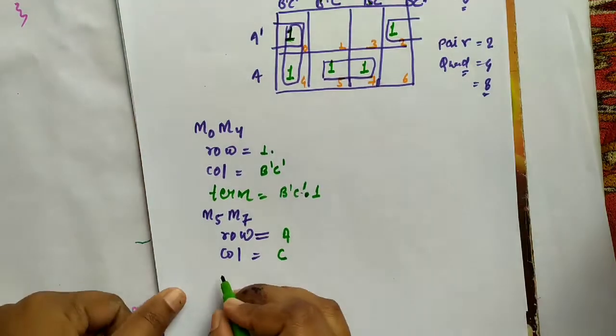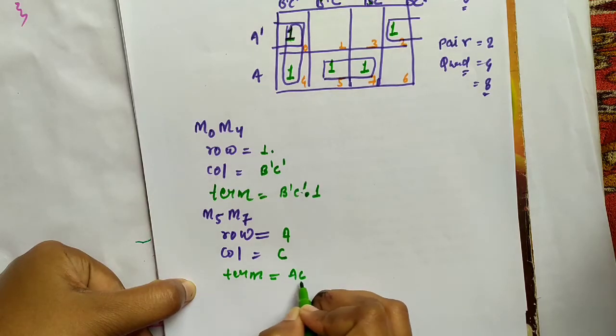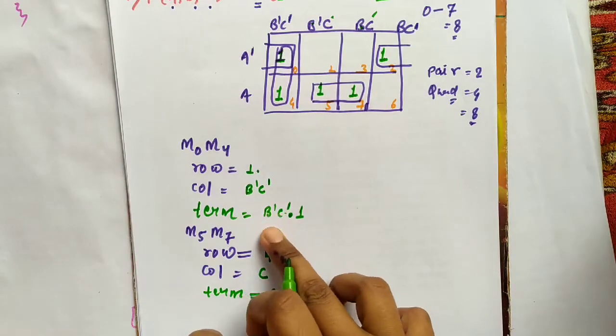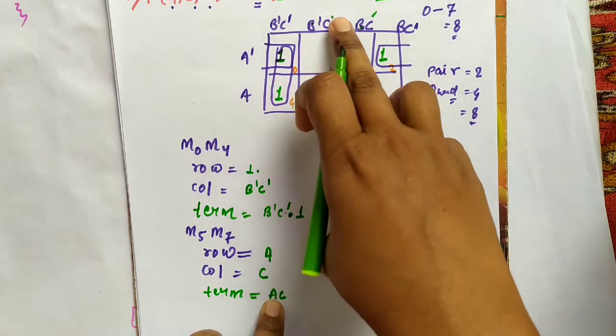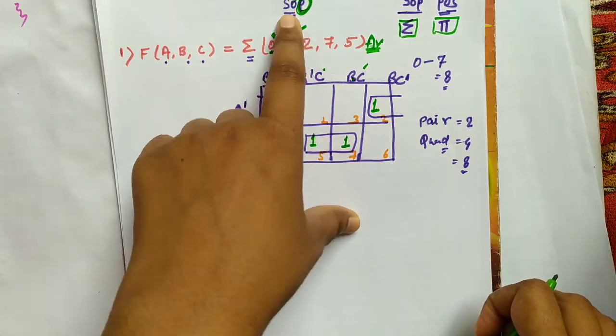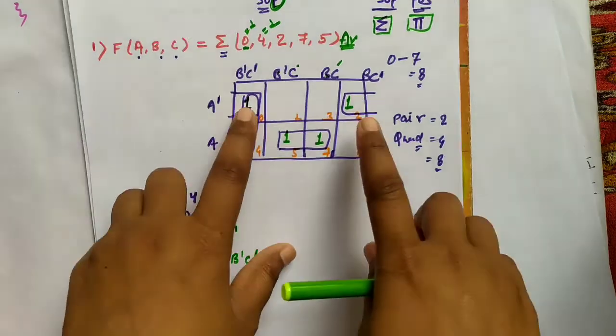So the term is AC, A into C. Why do you put the product? Because this question is related to the SOP. SOP means firstly make a product, after then we can make a sum. Next, we can take this pair.